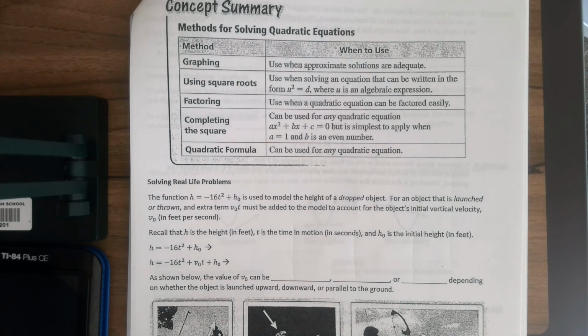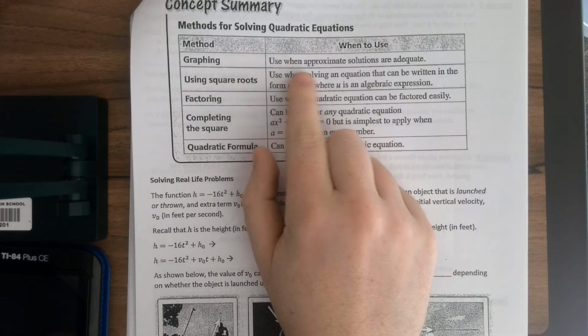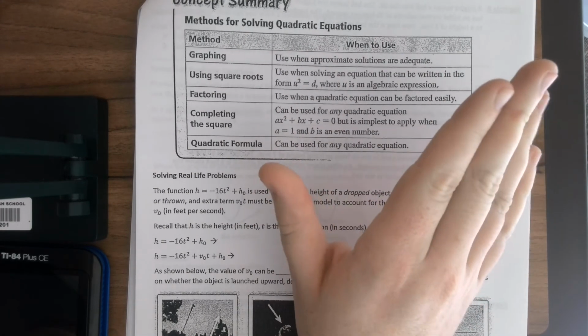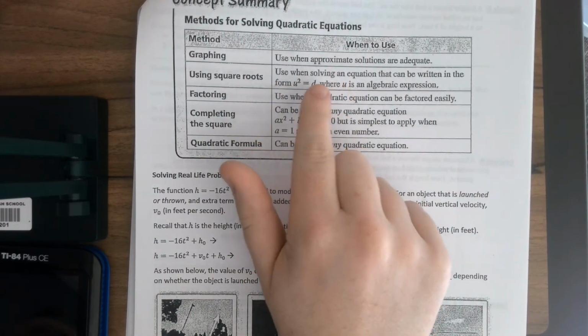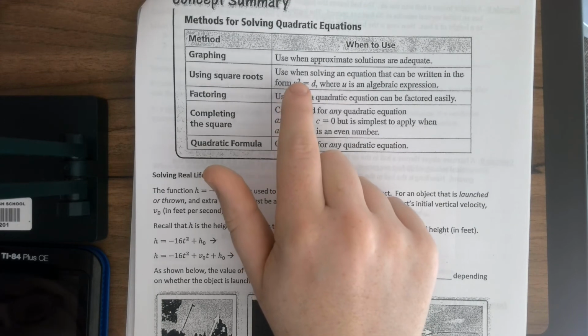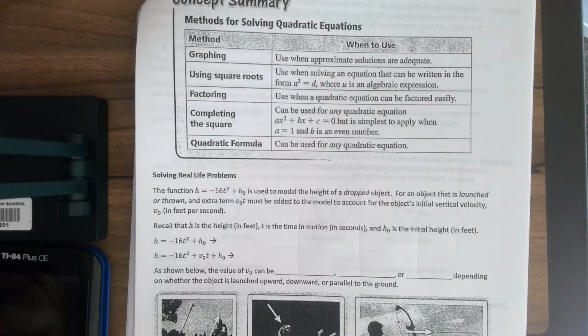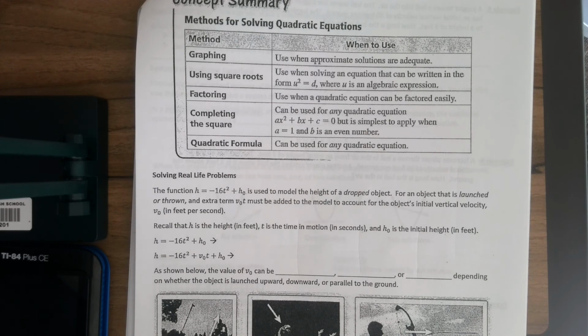Right up here, we have a couple of methods for solving quadratic equations. All the ones we've learned in this unit, in fact. There were 5 in total, and it tells you here when to use these. Graphing is best when approximate solutions are okay. Using square roots is when you just have something that can be written as u squared equals d, where u is an algebraic expression. So basically when you have a perfect square, you can square root. Factoring is nice when you can look at a quadratic equation and go, that can be factored easily.